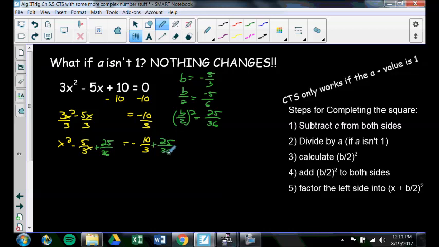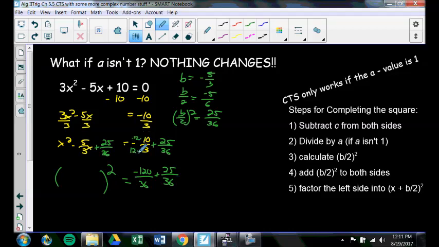Left side factors. Pause the video. Think about it. How does this factor? What am I going to write there? For the record, I just got a common denominator, did this times 12 on top and bottom.